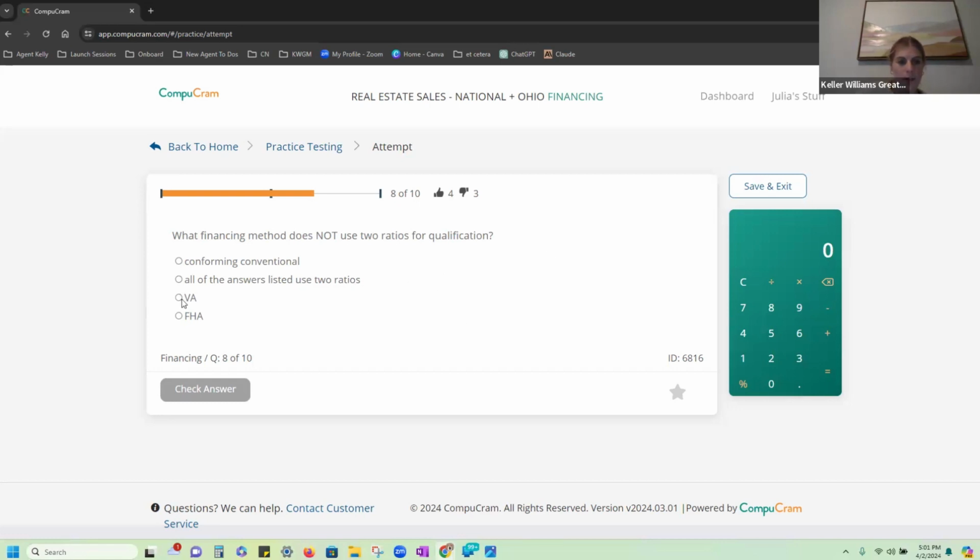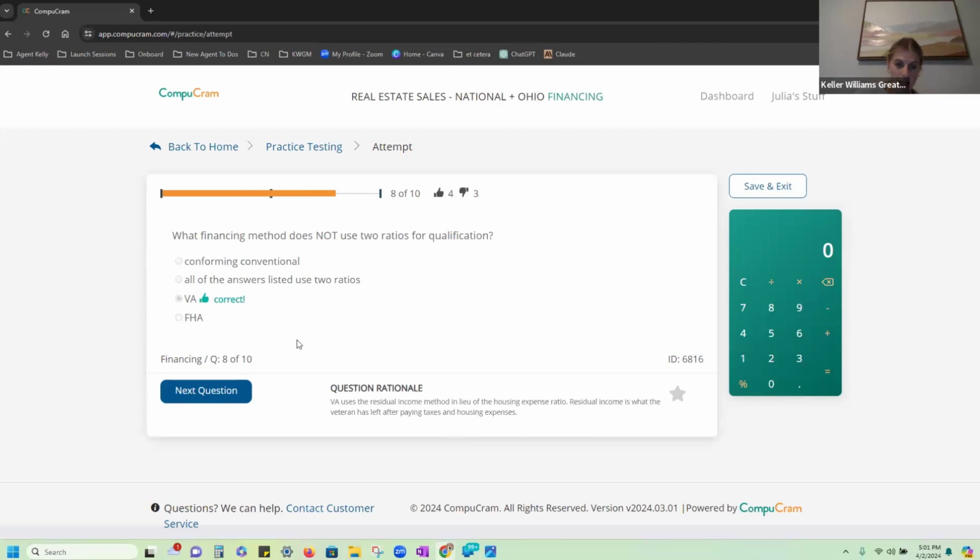Okay. Ooh, we got two people that get C. You're correct. Good job. VA uses the residual income method in lieu of housing expense ratio. Residual income is what the veteran has left after paying taxes and house expenses. Good guess, or good job. Okay, well, so that one does not use two ratio qualification.